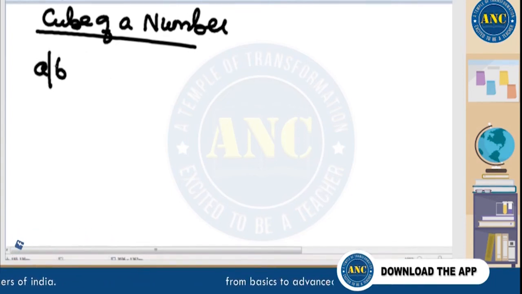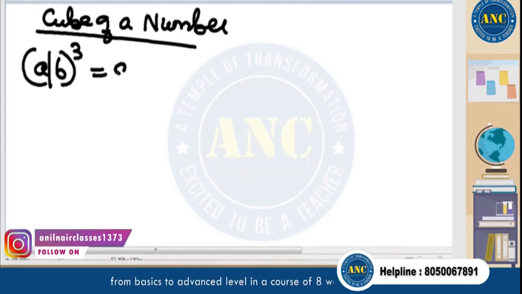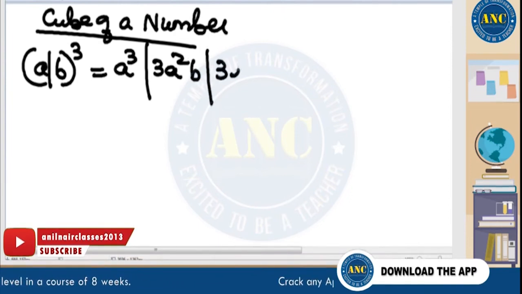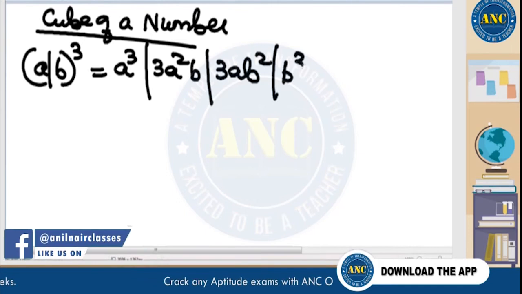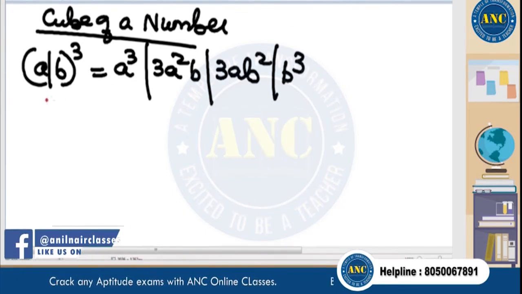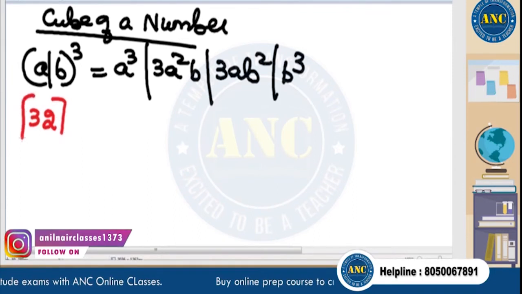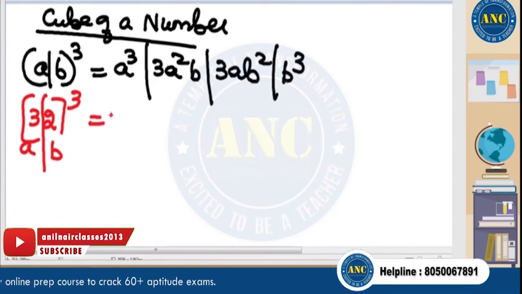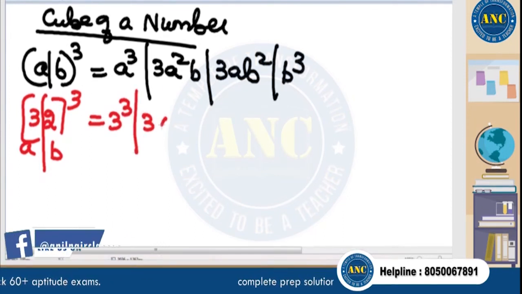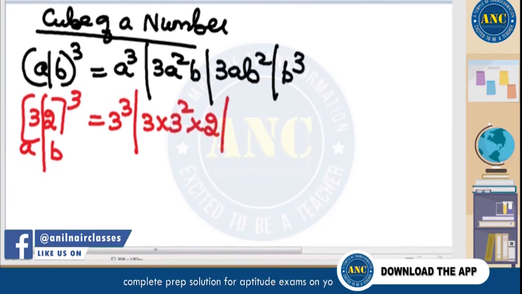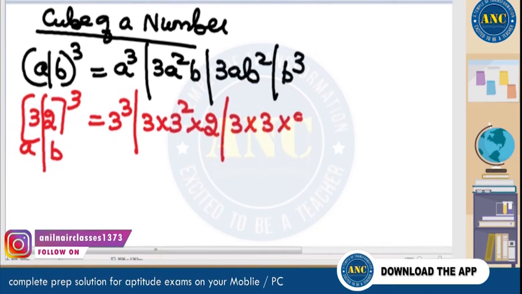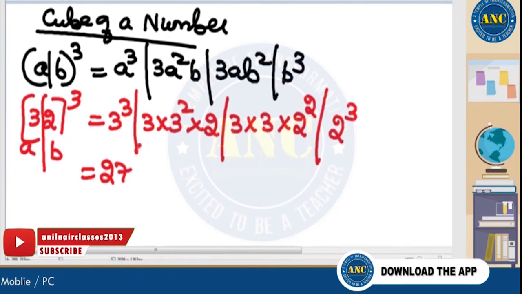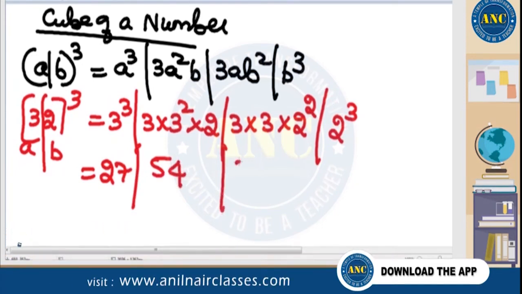To find the cube of a number, I will use a plus b whole cube, which is a cube plus 3a square b plus 3ab square plus b cube. Suppose if I take 32 whole cube. A is 3, b is 2. A cube, next is 3a square b, next is 3ab square, next is b cube. This is 27. This is 54. This is 36.